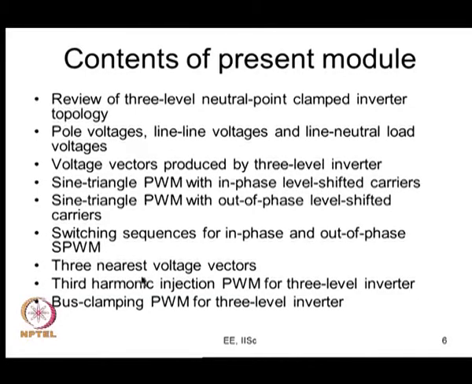What we do is we choose the so called 3 nearest voltage vectors, and we synthesize the average vector by time averaging. And what happens is, when you use sine triangle PWM with in phase carriers, it automatically chooses the 3 nearest voltage vectors. That is something we will see today.